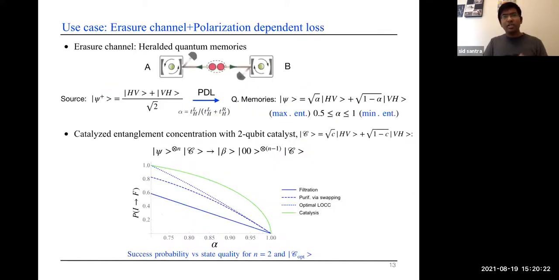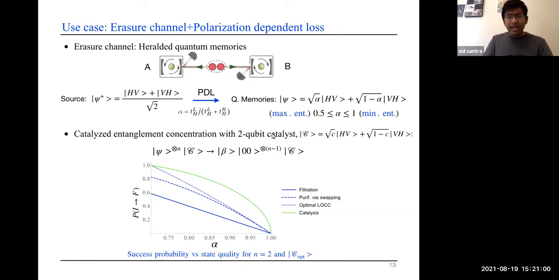So a use case for this, for example, could be when we have heralded quantum memories and polarization dependent loss in the fiber optic channels. So even though the source produces, let's say, very high purity Bell states, because of the polarization dependent loss, what the quantum memories receive are really distorted entangled states. And here, the alpha parameter, the closer it is to 1/2, the more entangled the primary entangled state psi is, and the closer it is to 1, the less entangled it is.